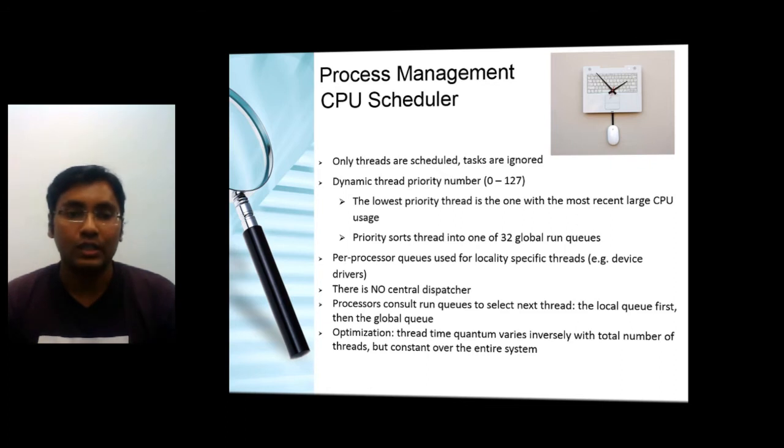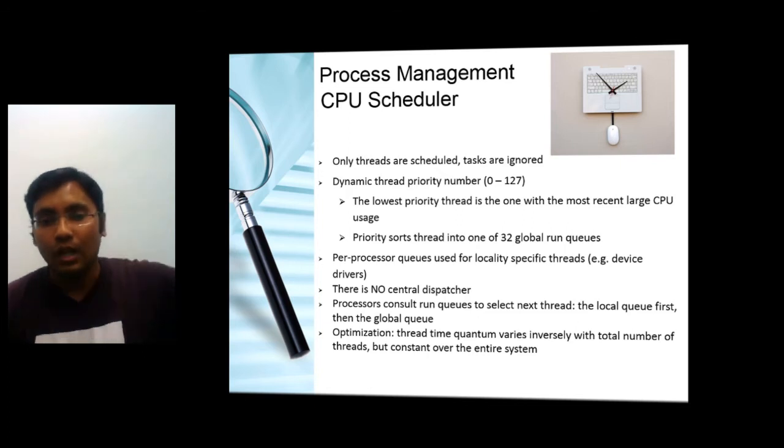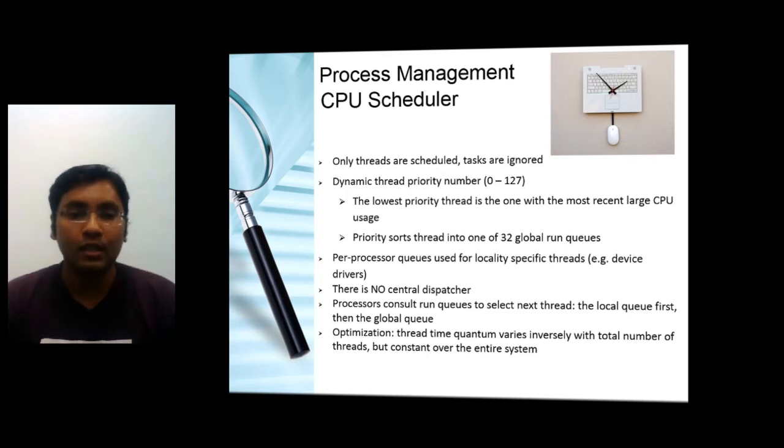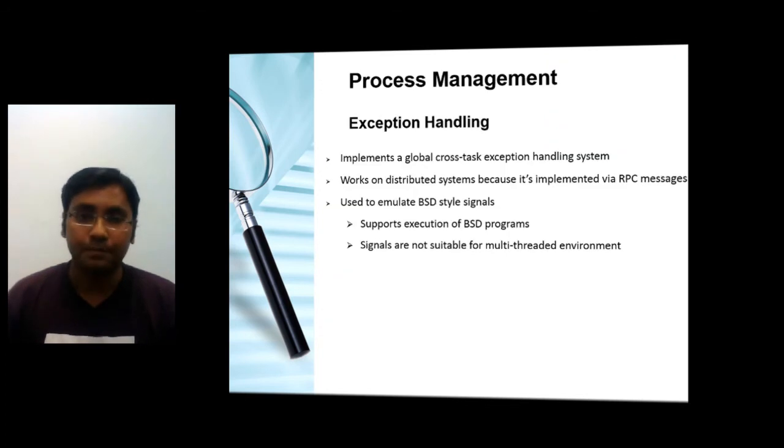Also in dynamic thread, the lowest priority thread is one with the most recent large CPU use. Also it uses priority to sort threads into one of 32 global run queues. Also in here there is no central dispatcher, and each processor consults run queues to select the next thread, the local queue first, then the global queue. And in optimization, thread time quantum varies inversely with the total number of threads but is constant over the entire system.